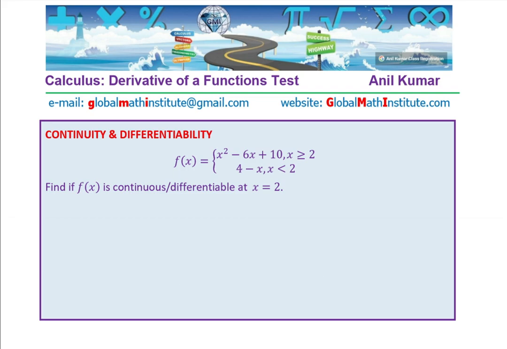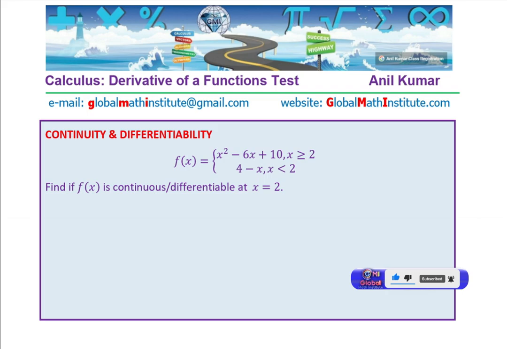We're looking at a piecewise function f of x, which is x squared minus 6x plus 10 when x is greater than or equal to 2, and this is equal to 4 minus x when x is less than 2. We need to find if f of x is continuous and/or differentiable at x equals 2. So what is going to be your strategy? Well, clearly, let's first work on continuity.